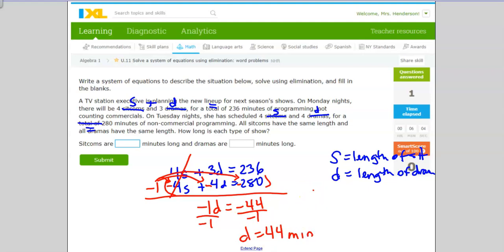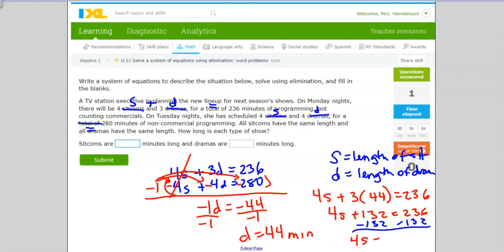And if drama is 44 minutes, then I can use that as a substitute for the letter D. So 3 times 44 is 132. And if I subtract 132 from both sides, I get 4 sitcoms is equal to 104 minutes. Divide by 4. A sitcom is 26 minutes long. And that's what I would type. Sitcoms are 26 minutes long, and dramas are 44 minutes long.